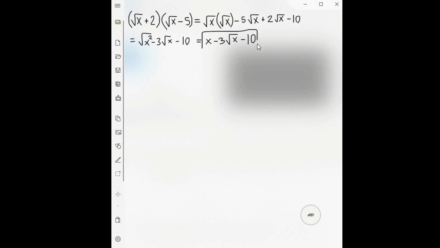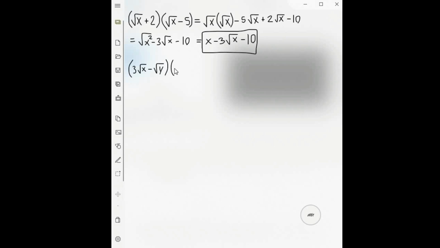This is the FOIL method, basically where you multiply everything on the outside by everything on the inside. So the square root x times minus 5 plus 2 times square root x. So yeah, just pause this and try to look at what's really going on. We'll break that down if you did not understand this. This is a very important thing to understand.